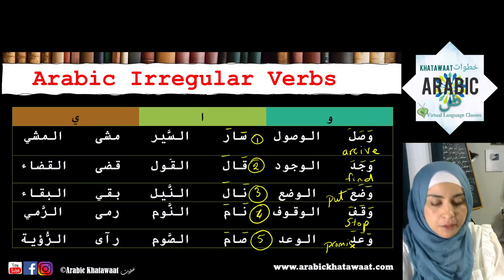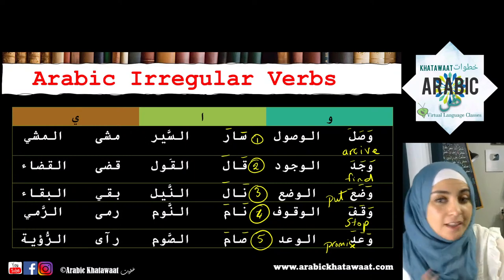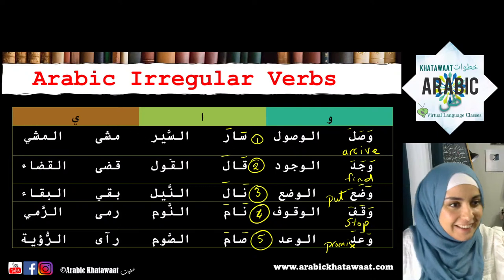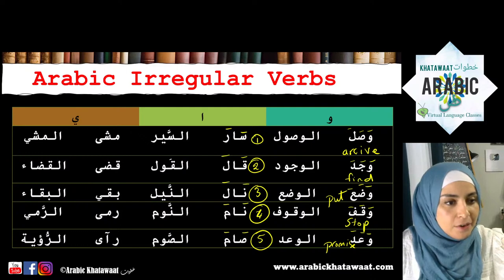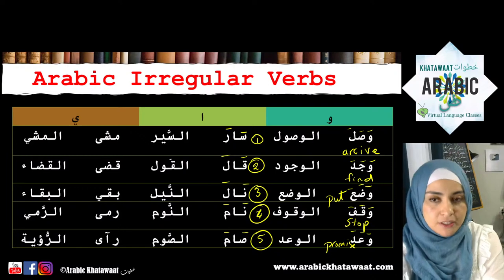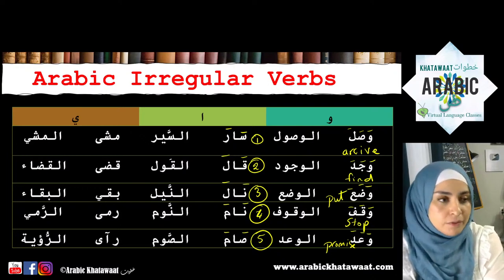So I'll see how many of you got these. Sara, قال, نال, نام, صام. جميل. Let's see. Now let's have that waterfall of chats. Hit enter and tell me the meanings of all these 5 verbs or irregular verbs of Arabic.